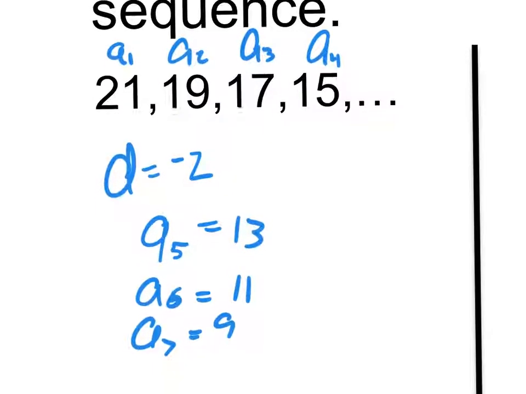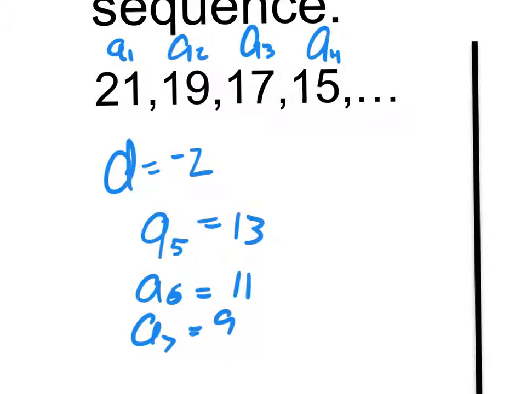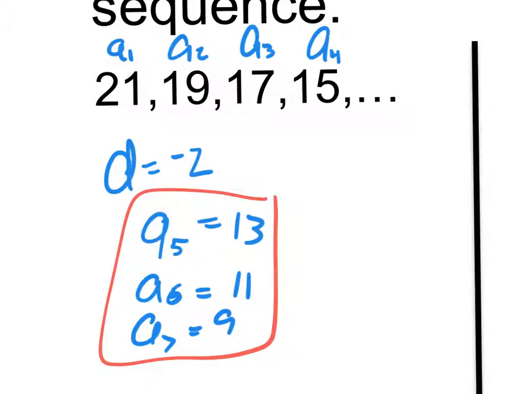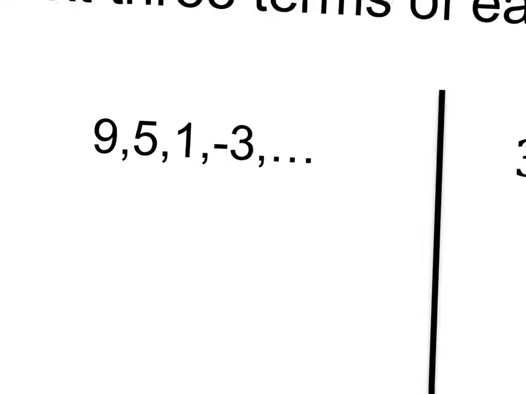So this is actually the best way to write your answer on an open response test. A sub 5 is 13. A sub 6 is 11. This notation is saying that the 6th number on your list will be 11. The 7th number on your list, not first, second, third, or fourth, but the 7th, is going to be 9. Okay? Let's take a look at this one over here.